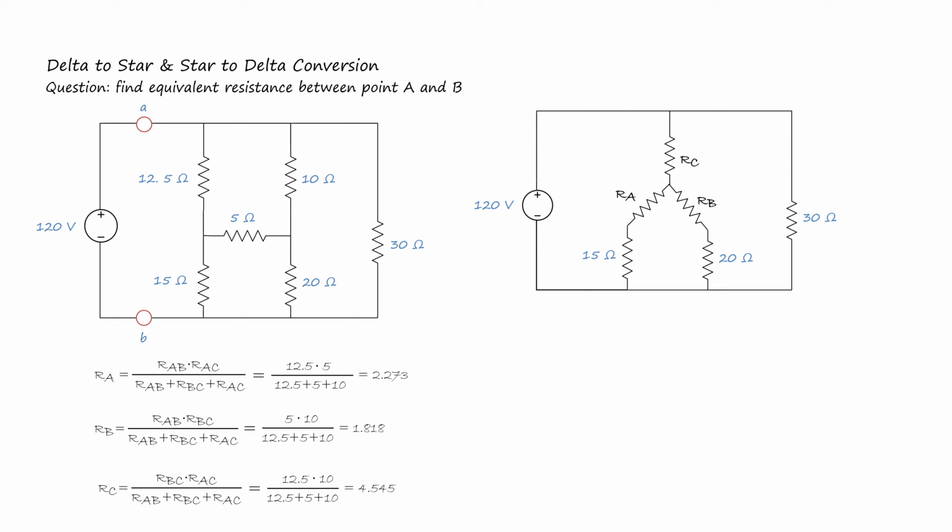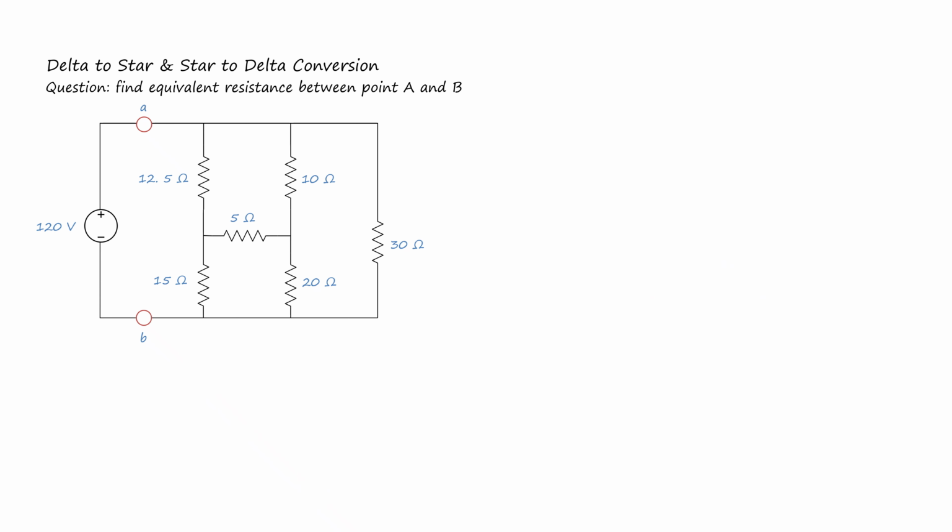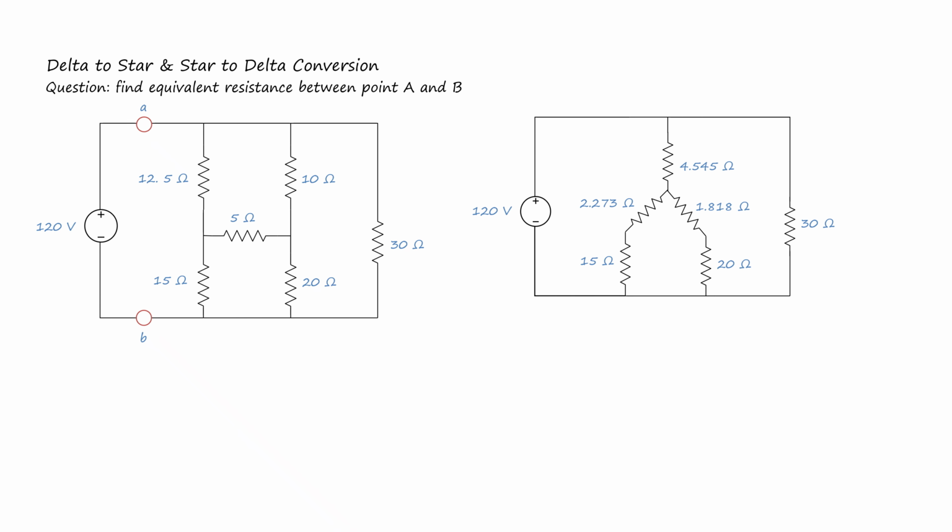So we changed this delta network into a Y network. After we change it, the circuit looks like this. We make these two resistors one resistor, which is an equivalent resistor, to simplify, and we make these two resistors one equivalent resistor as well. So let us calculate it.